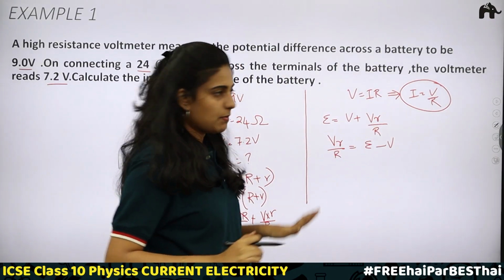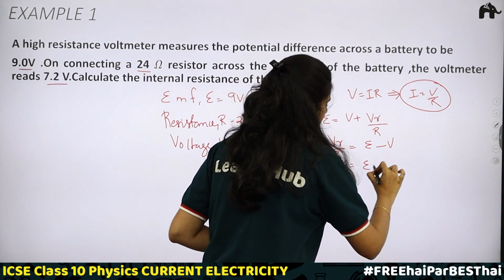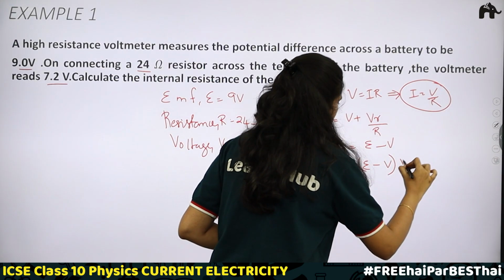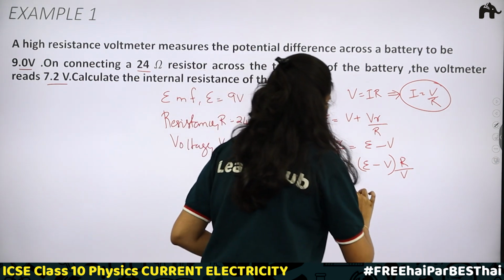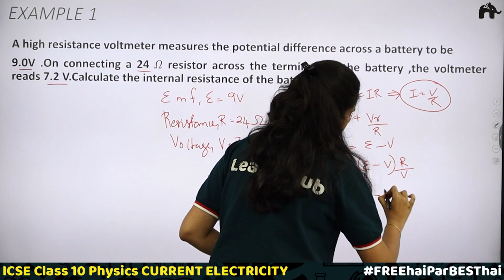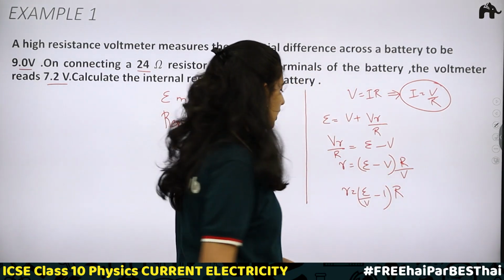Okay, taking this R to the opposite side, that is here we have V divided by R. Taking the reciprocal and multiplying, we get small r is equal to (EMF minus voltage) into resistance divided by voltage. Then we'll be having r is equal to E by V minus V by V, which is 1, into the resistance R. Okay, now put the values.